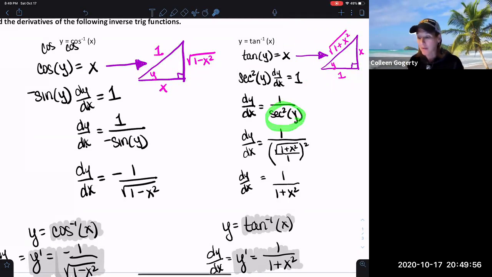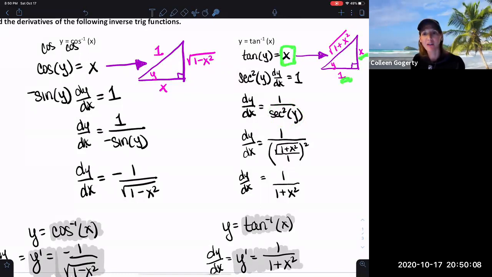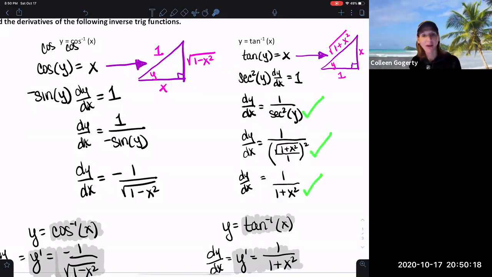So I had to come back to my old school knowledge on the right triangles and what tangent means. This is opposite over adjacent, so I had an x over a 1. Used the lovely Pythagorean theorem to get my hypotenuse, and then just plugged those values into secant squared y, and there is my result, okay?